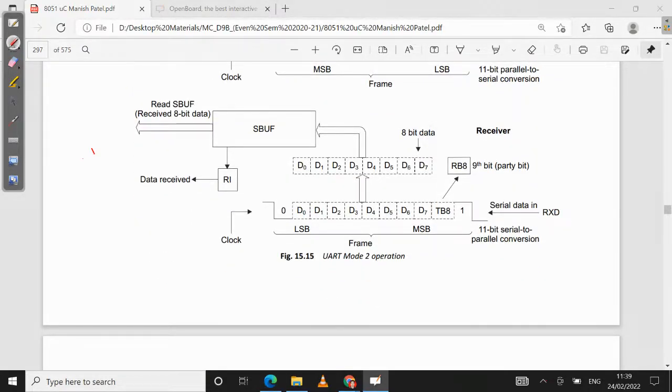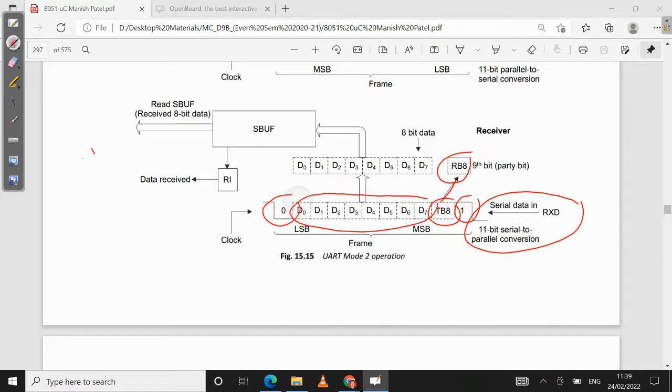Yes, see the receiver. You have received the data which is of 11 bit. Then comes serial to parallel. Then you have got this stop bit. See the TB8. Now this TB8 is copied in RB8. TB8 is copied in your RB8 while receiving the data. Then you have the data D0 to D7. And then you have a start bit. So while receiving, the ninth parity bit is copied in RB8. Where is RB8? RB8 is available in the SCON register.